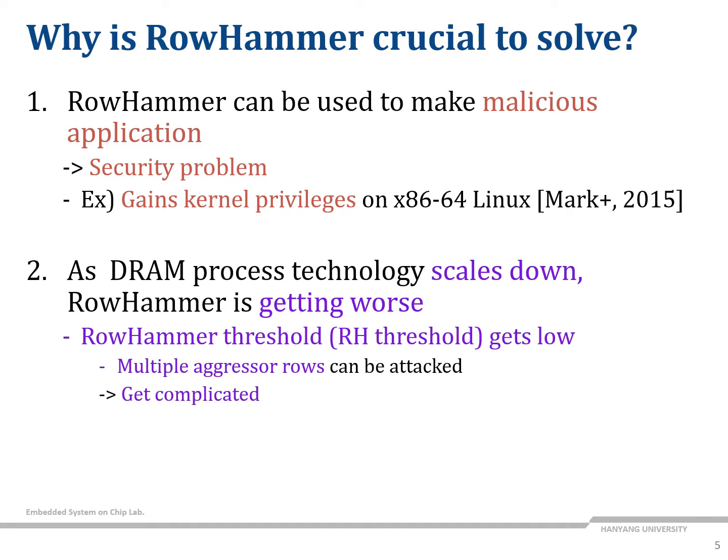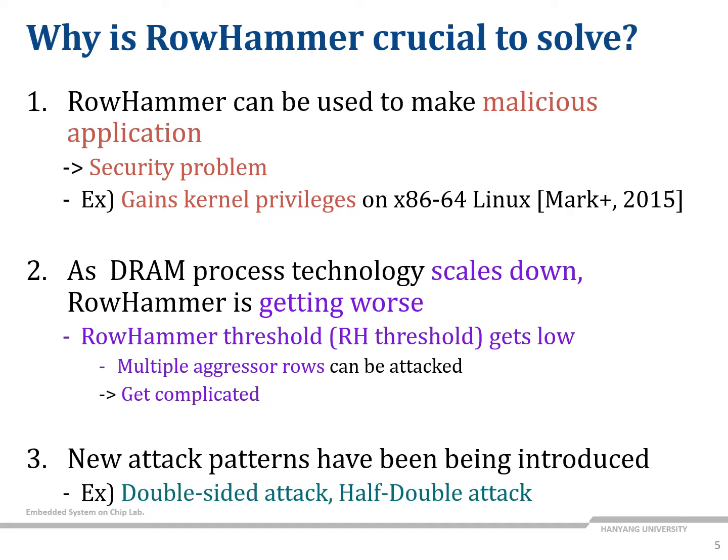Secondly, as DRAM process technology scales down, RowHammer is getting worse. The RowHammer threshold, which means how many times a row should be accessed to incur RowHammer, gets lower. This means multiple aggressor rows can be used to attack, so attack patterns are getting complicated. Also, new attack patterns have been introduced, like the double-sided attack and the half-double attack. So the RowHammer problem becomes more difficult to handle. I will explain various attack patterns more on the next slide.